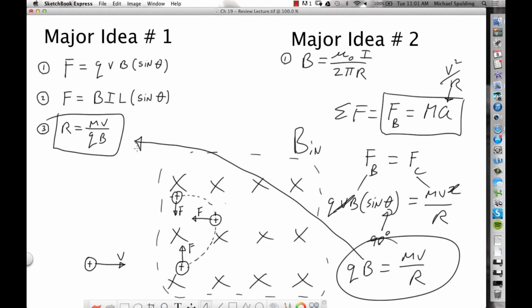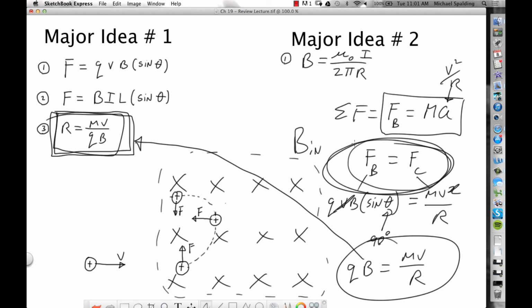So basically, long story short, when a charged particle moves perpendicular to a magnetic field, you get a circular path, and that's the equation. Should you memorize this equation? I wouldn't. What you should memorize is this idea: when a charged particle moves perpendicular to a magnetic field, the force of the magnetic field is the centripetal force, and then you can derive it pretty easily. Make sense?